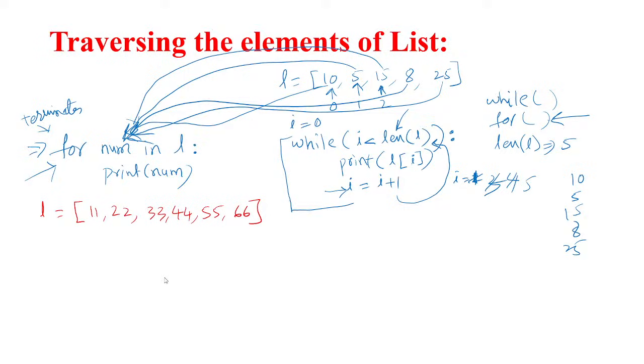You can see this is how we can traverse the list. See here, using the while loop we can access the list, and using the for loop we can access the list this way. This is how we write the for loop: for num in L. If this is our list, we write it followed by a colon, then print num here.